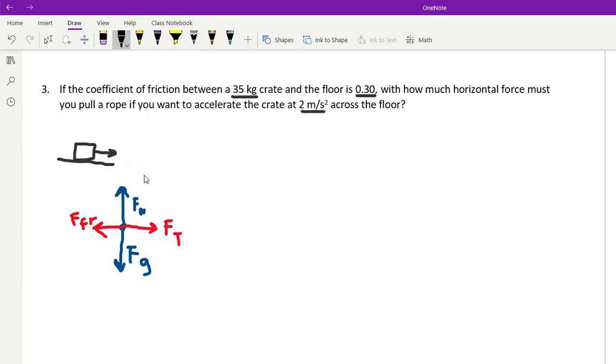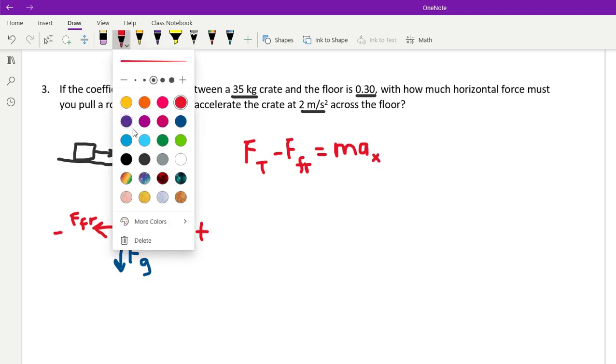So how do I go about solving this? Well, you start with writing out your equations once you have your free body diagram. We'll start in the x direction. I have a positive force in terms of tension, a negative force in terms of friction. So my equation is F_T for the tension, positive, minus the force of friction, F_FR, equals mass times acceleration, but the acceleration I'm looking at is the horizontal acceleration, or a_x.